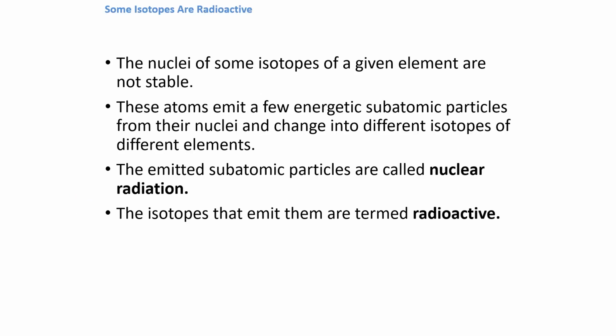The nuclei of some isotopes of a given element are not stable. These atoms emit a few energetic subatomic particles from their nuclei and change into different isotopes of different elements. The emitted subatomic particles are called nuclear radiation. The isotopes that emit them are termed radioactive. So when those subatomic particles are emitted as radiation, they have the ability to interact with our atoms, and that's why they're so dangerous for people.